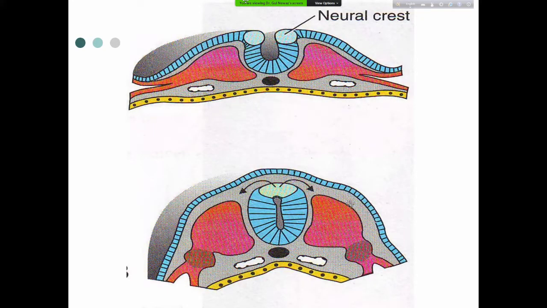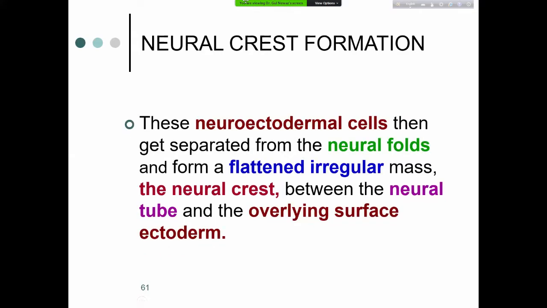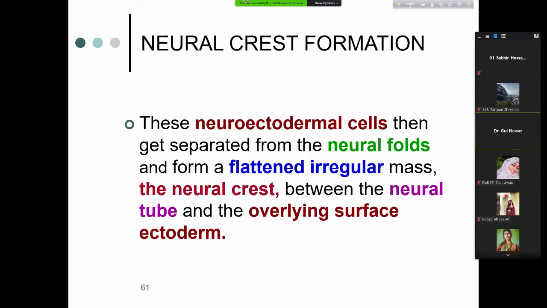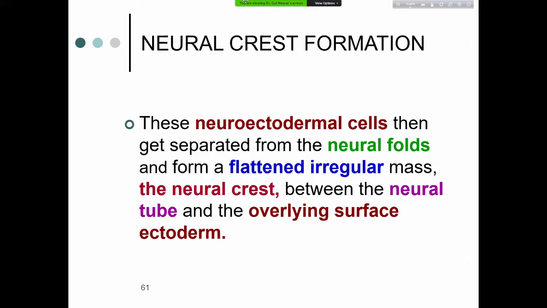They move away from here. They detach, and look here, the neural crest cells will migrate here. Look at the arrow. So they lose their epithelial affinity and try to detach from here. These are the neural crest cells. The neuroectodermal cells then get separated from the neural folds and form a flattened irregular mass of neural crest between the neural tube and the overlying surface ectoderm.